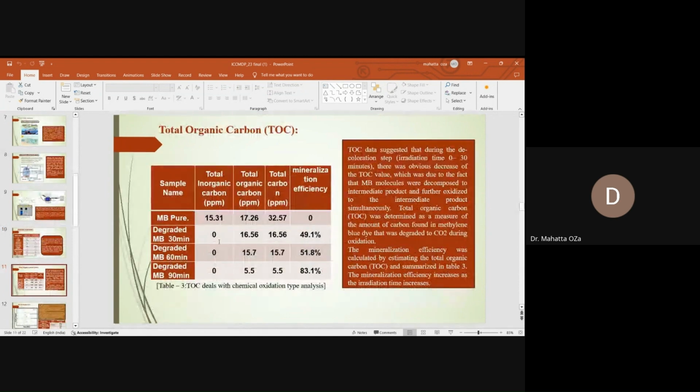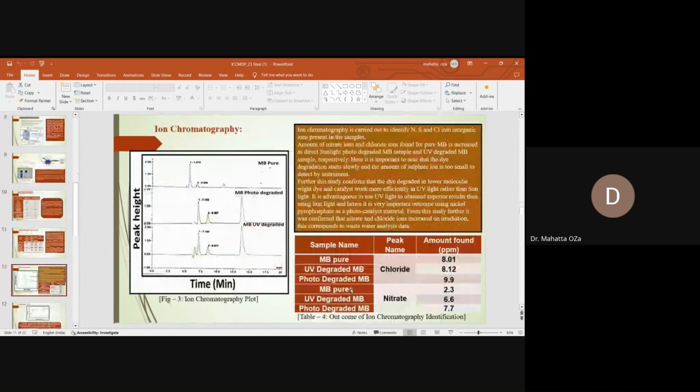These are the TOC, total organic carbon, study. From the total organic carbon study, we can observe that the mineralization efficiency continuously increases as the irradiation time increases. That is a very good result. Ion chromatography is carried out to identify the nitrate, sulfate, and chloride inorganic ions present in the sample.